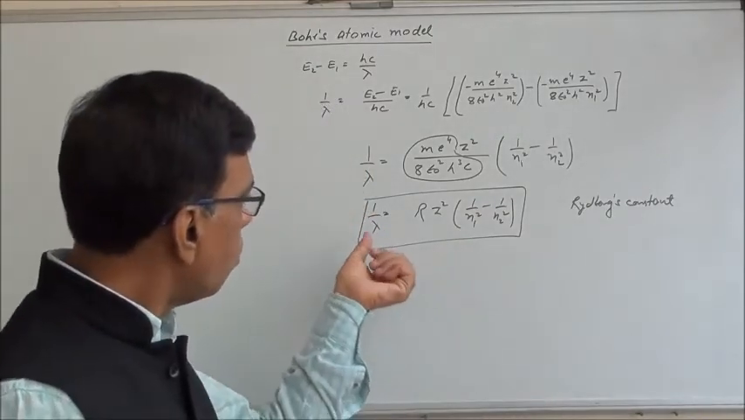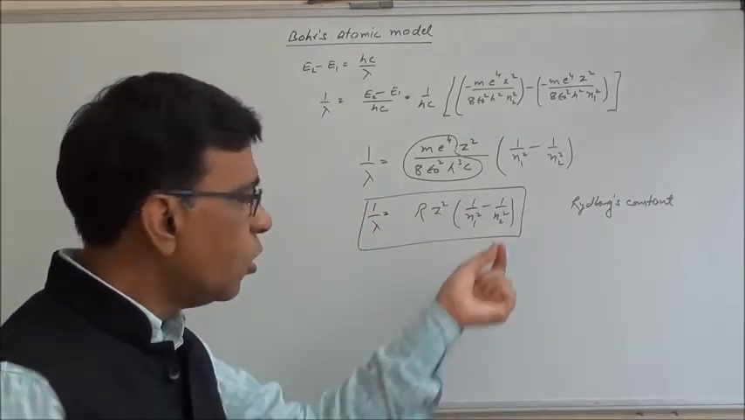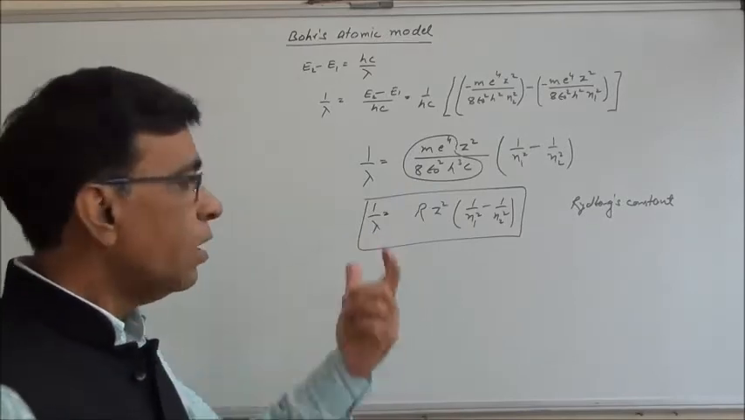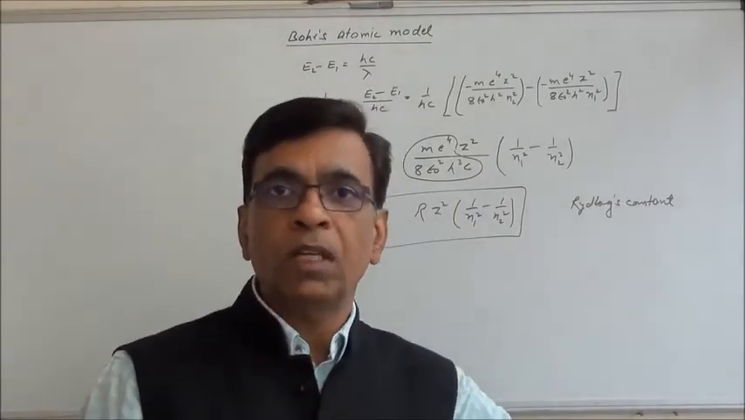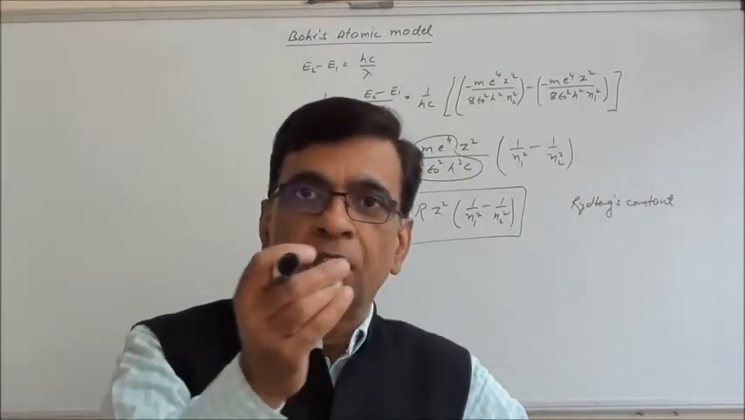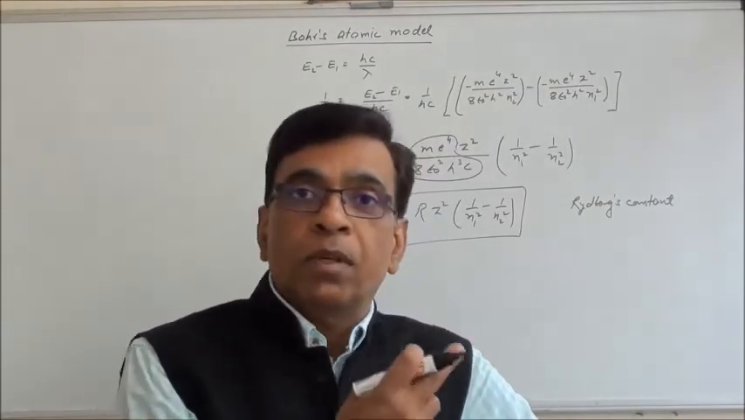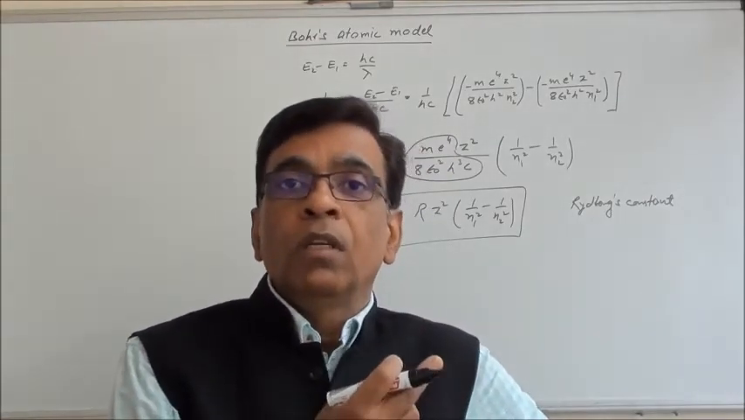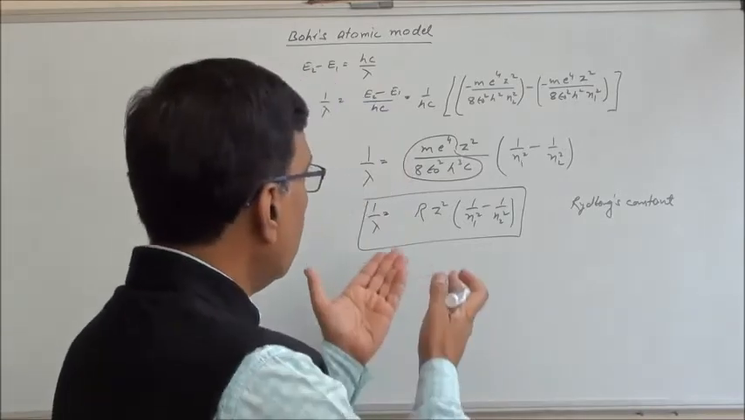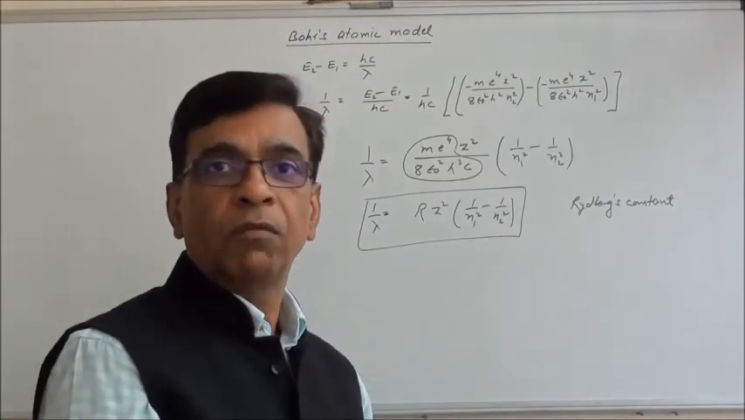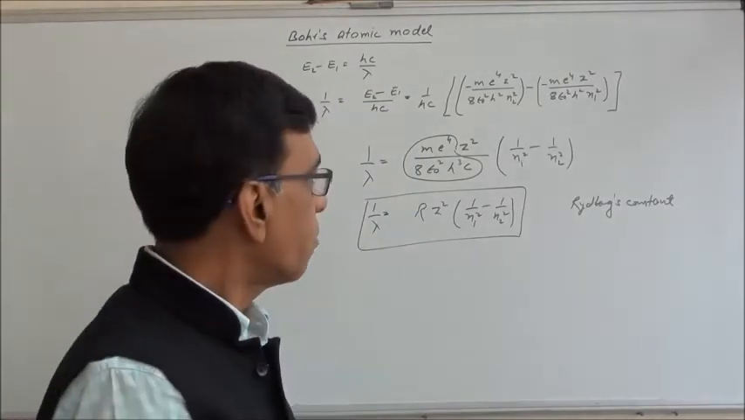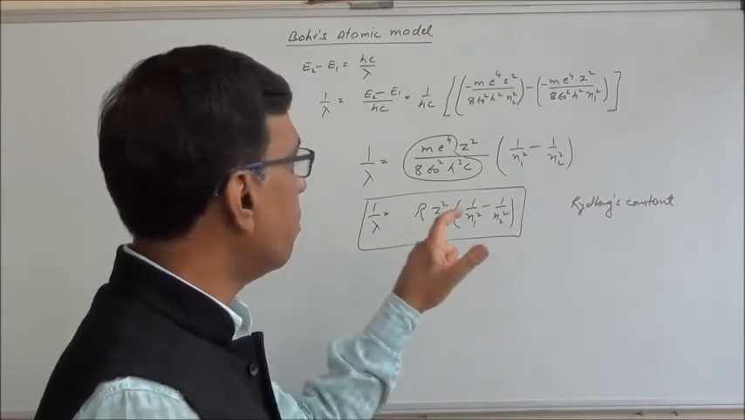So if now we substitute values of n1 and n2, we see that lambda cannot take all possible values. It can take only certain discrete values, and the values that I told you are all found to be satisfied when we use this expression, because now the lambda will depend on them.